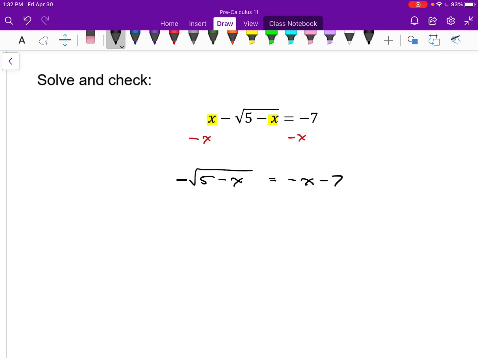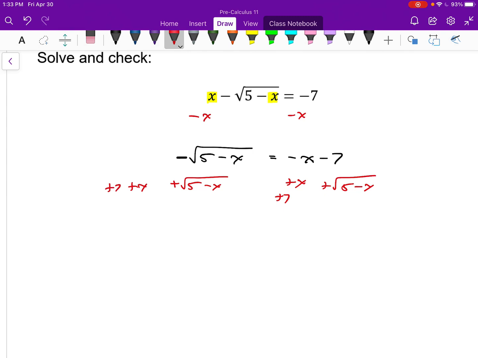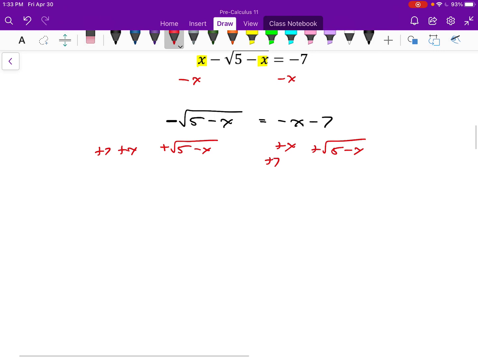So now I want to square both sides. Or, to be honest, I don't like all these negatives here. While there's nothing wrong with me squaring both sides right now, if I just swap everything around, bring this over here and bring these over here, all my signs will change. What I'm really doing is adding root 5 minus x to both sides, adding x to both sides, and adding 7 to both sides. That's it. In practice, I'm just swapping everything around from one side to the other, and therefore the signs change.